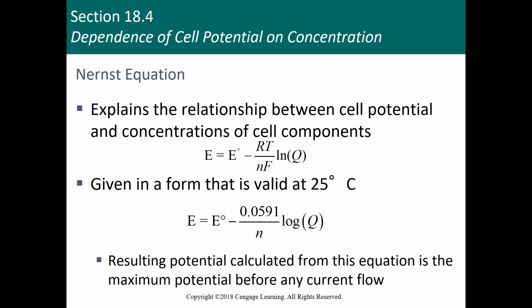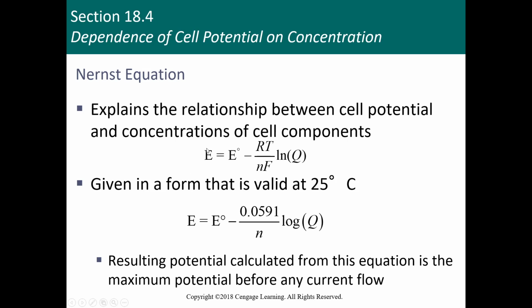Nernst equation. So this is going to explain the relationship between the cell potential and the concentration of cell components. This is going to be based on that same equation we saw before. You can actually see the parts of this a little bit if you remember that delta G equals negative nFE. You can start seeing it a little bit, can't you? Anyways, here we have this Nernst equation.